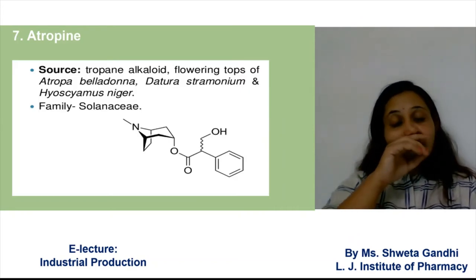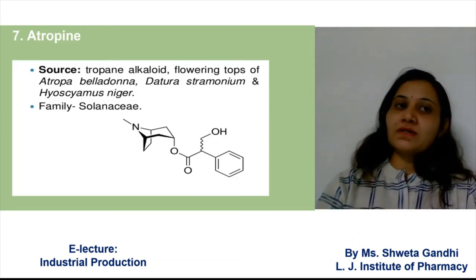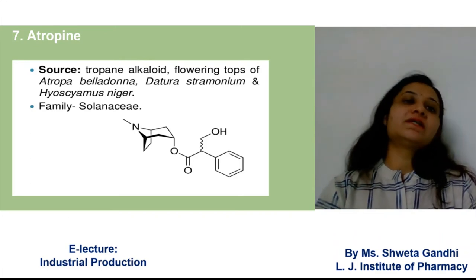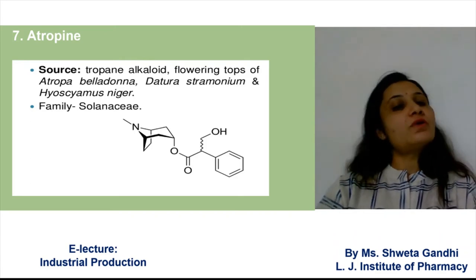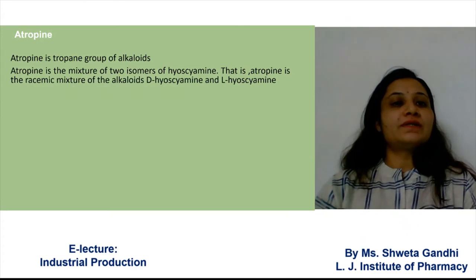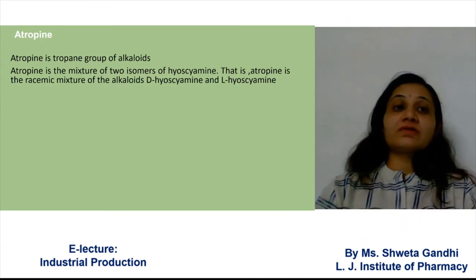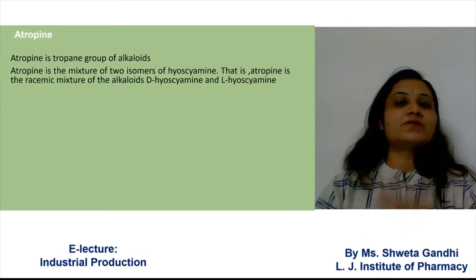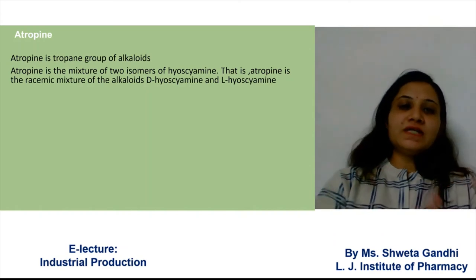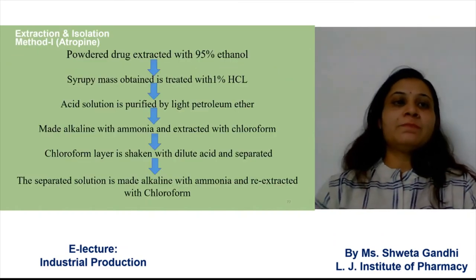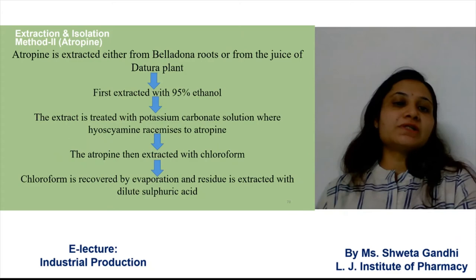Next comes atropine. Atropine is a tropane alkaloid belonging to family Solanaceae, and it is obtained from Atropa belladonna and Datura stramonium. It is a mixture of two isomers of hyoscyamine, D-hyoscyamine and L-hyoscyamine. This is the method of extraction.